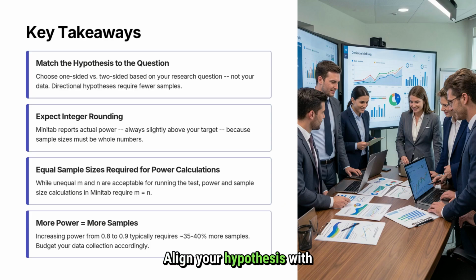Align your hypothesis with your research question. Choose one-sided or two-sided based on this, not data. Minitab rounds sample sizes to integers, slightly exceeding target power. Equal sample sizes are needed for power calculations. Increasing power from 0.8 to 0.9 demands about 35 to 40% more samples, so plan your data collection budget wisely.